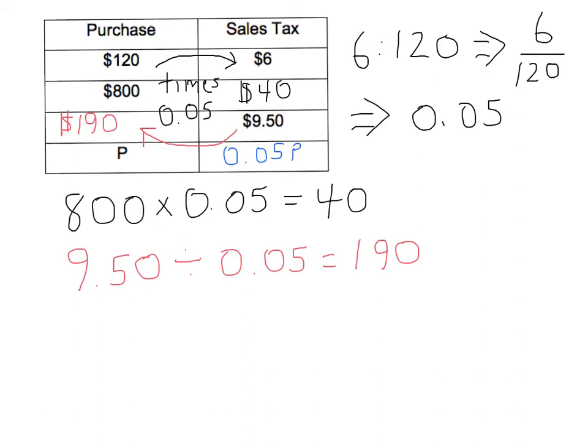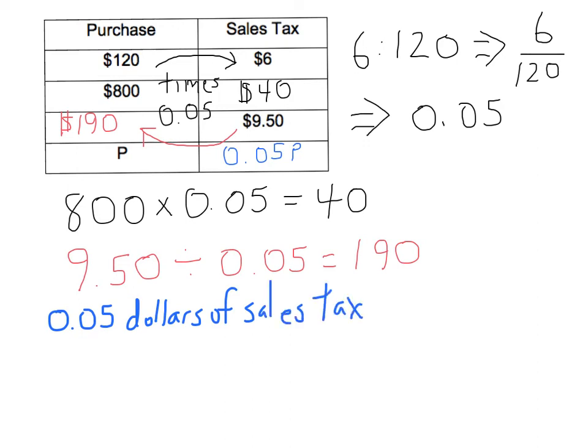Let's make one more note here. One of the things it's important to talk about is what this represents. So if I want to think about this ratio, what I have is 0.05 of sales tax per, remember that word, we talked about it with ratios, dollar of purchase.